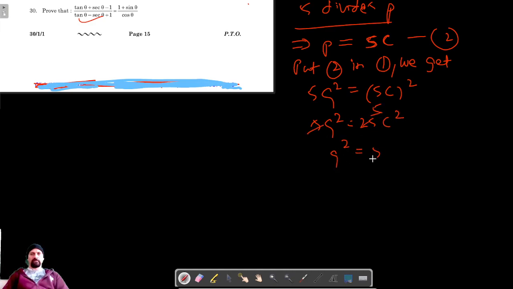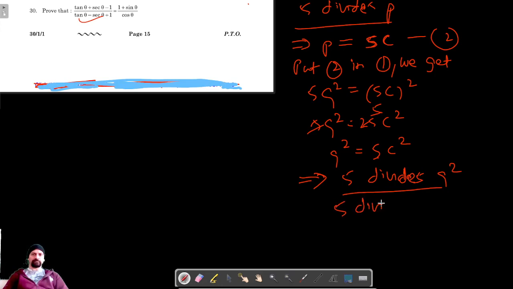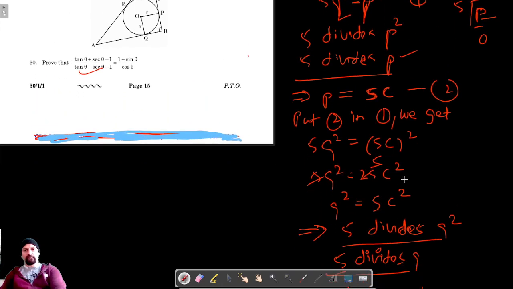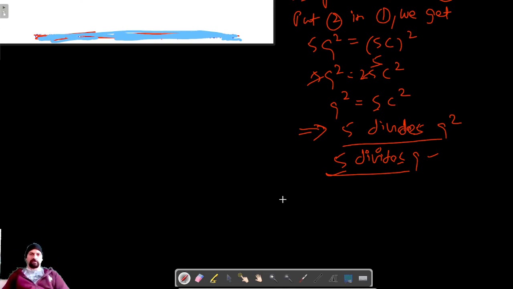So Q square is equal to 5 C square, and this implies, what is the meaning of this? This implies that 5 divides Q square. So if 5 divides Q square, it means 5 divides Q. Now 5 is dividing both Q and P. So that means P and Q are not co-primes because 5 is also dividing them.